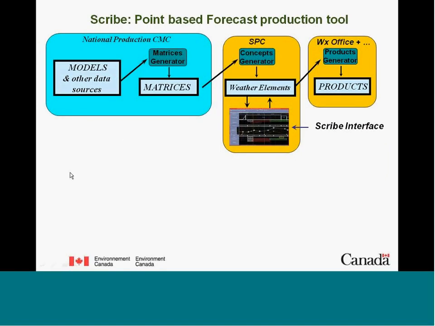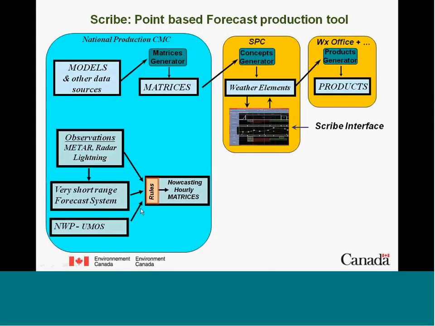This is the SCRIBE system, just to give you an overview of how the current nowcasting system integrates into this forecast production system. At the beginning, as input, we have model data and all other types of data. We produce a matrix from a selection of this data and send it to the different storm prediction centers, which produce weather elements out of it. Forecasters can change these weather elements through the interface. After that, these weather elements go to the production system and to weather offices, and to different users.